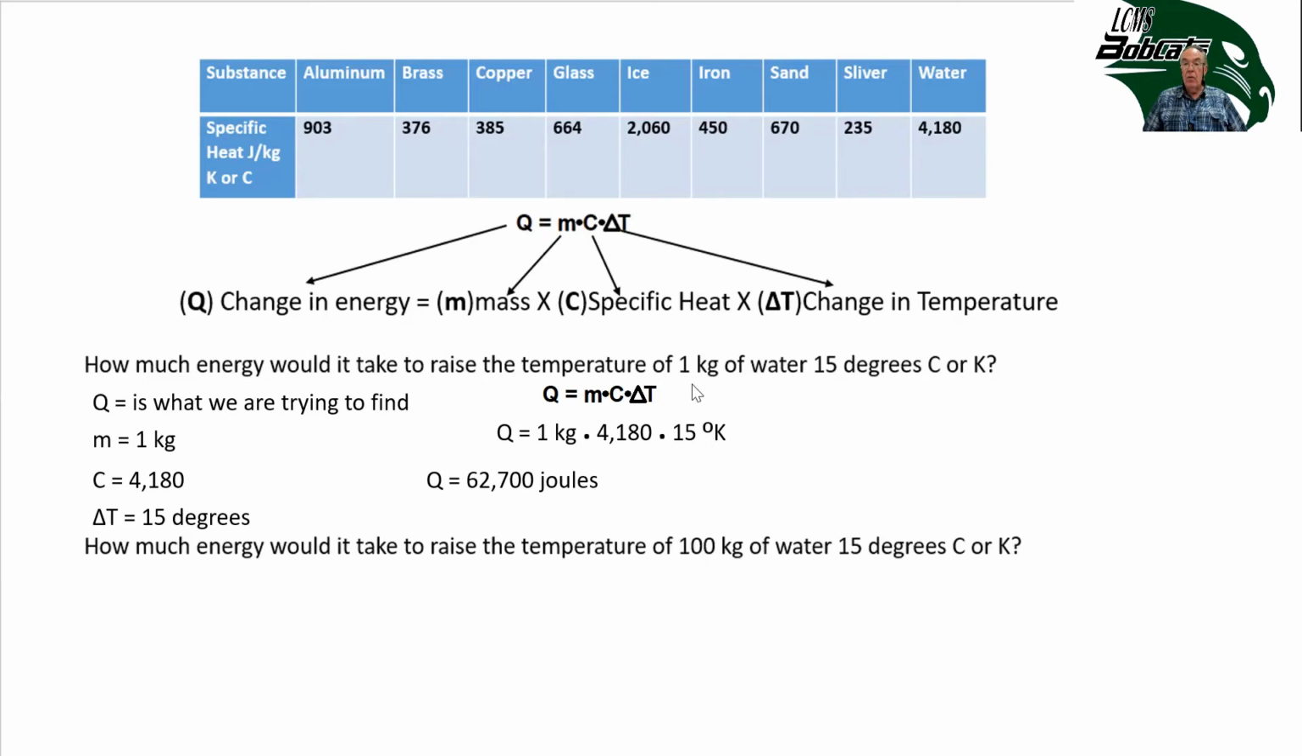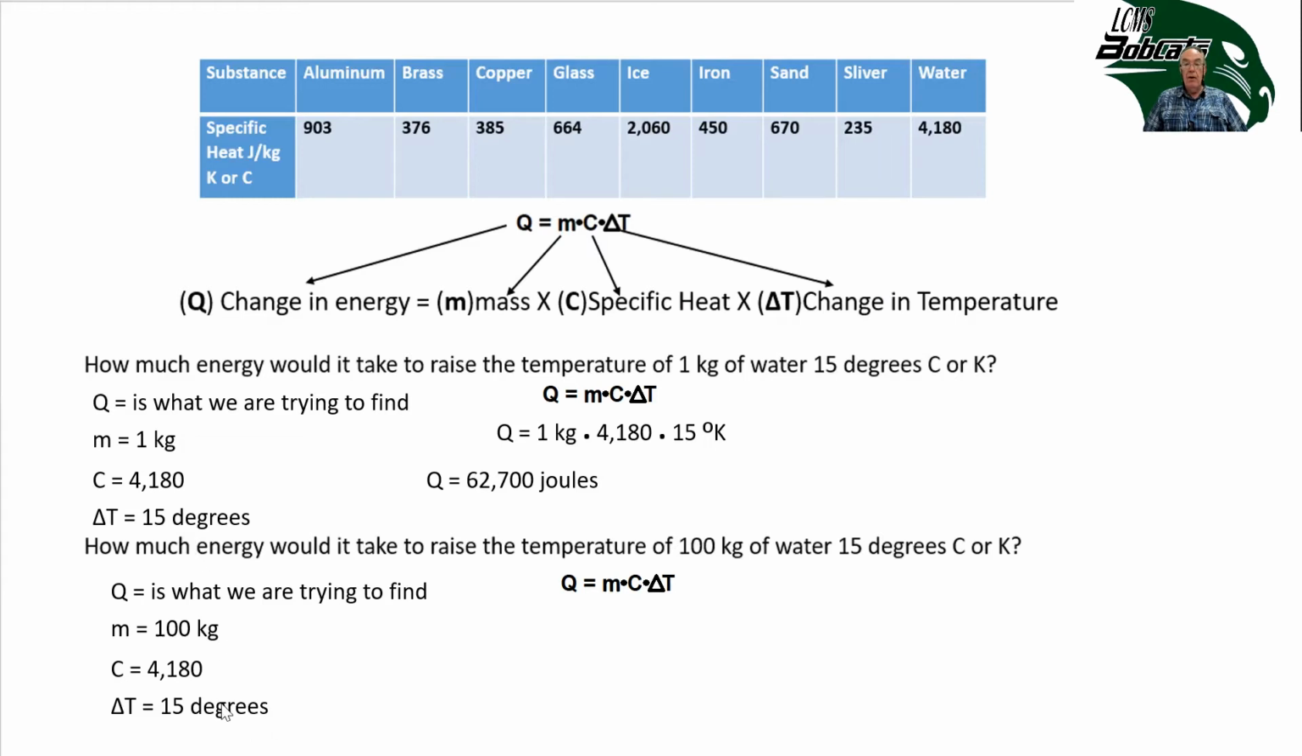Let's suppose instead of 1 kilogram, we had 100 kilograms, and we wanted to change temperature the same amount. Okay, so here's a little formula. Q is still what we're trying to find out. The new mass is 100 kilograms. The specific heat of water is still 4,180. And delta T is 15 degrees.